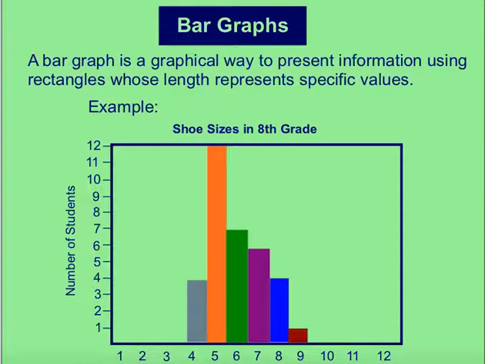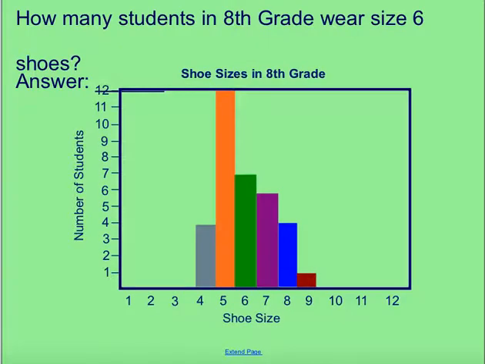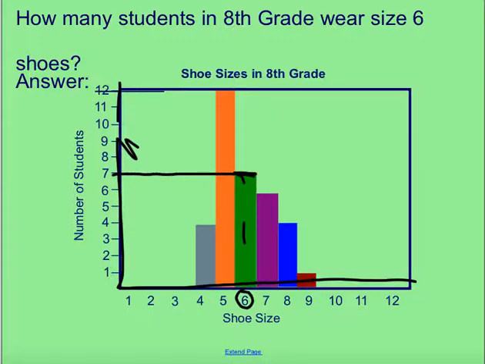So if we look to go and interpret this, we need to look at a couple things. First, we need to look at the axes. And on the x-axis, we see we're looking at shoe size. Y-axis, we're looking at the number of students. So if we are looking at how many students in grade 8 wear size 6 shoes, then we go over to this green bar here, size 6. That means, all right, go all the way up to the top, and that's 7 8th graders. 7 8th graders wear size 6 shoes.